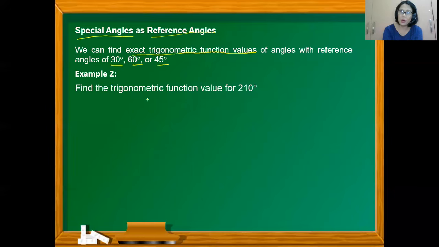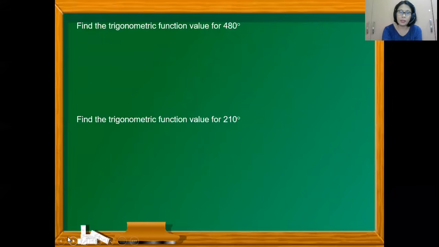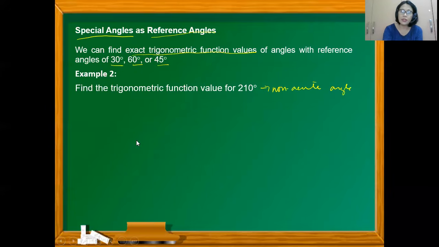So, for instance, we're going to find the trigonometric function value for 210. So, this is a non-acute angle, and we will evaluate its trigonometric function. So, how do we do that? First, let's work on the reference angle. The reference angle for theta on quadrant 3 is equal to theta minus 180. So the reference angle equals 210 less 180. So here, the reference angle is 30, and this is a special angle.